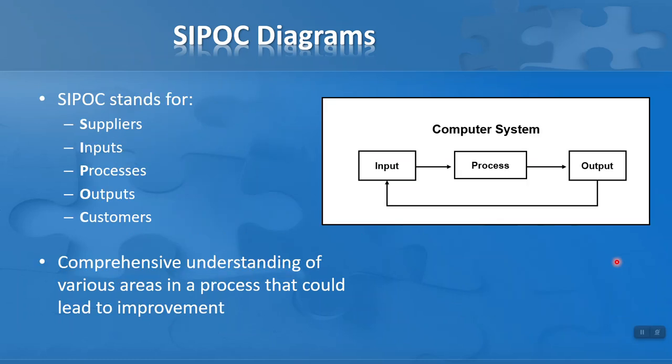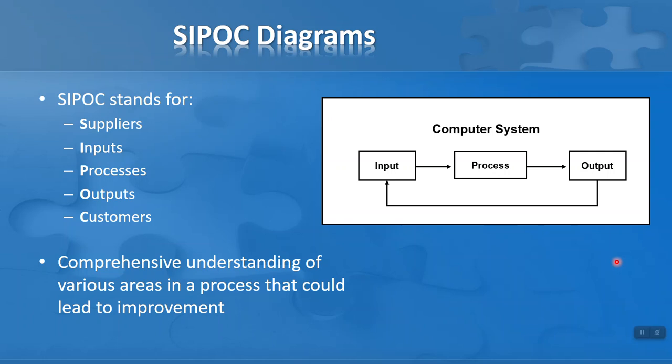So let's move on. The letters SIPOC stand for the following: suppliers, inputs, processes, outputs, and customers. And it's an extension, you may have come across this, of the old computer system simple description of input, process, output. So before beginning a project to improve a process, we must first identify all the relevant elements of that process. And that SIPOC diagram is going to help us do this, and it's a good starting point.